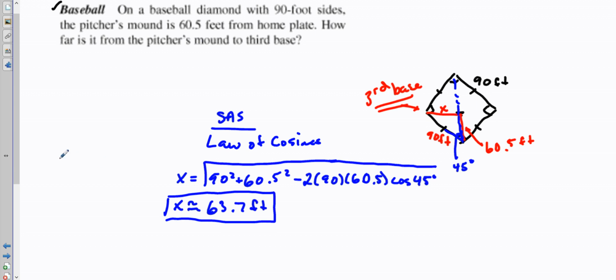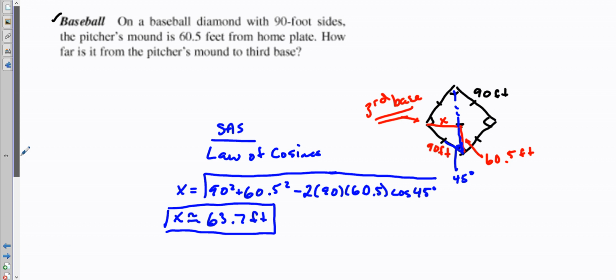Well, that is all we got there. Hope this helps you out. And using law of cosines, another great baseball application for those that like baseball.